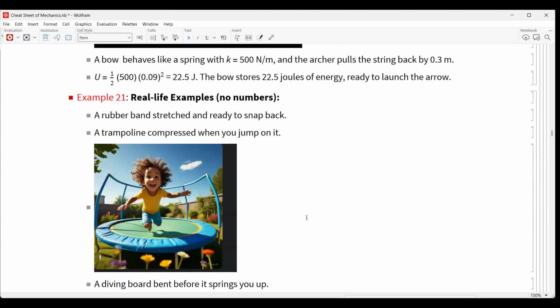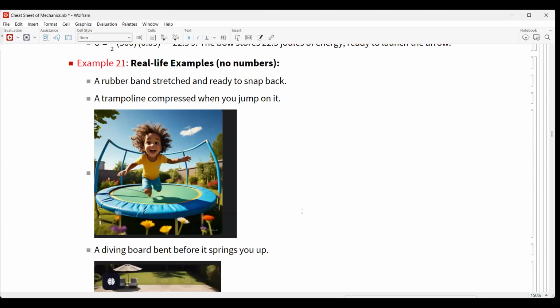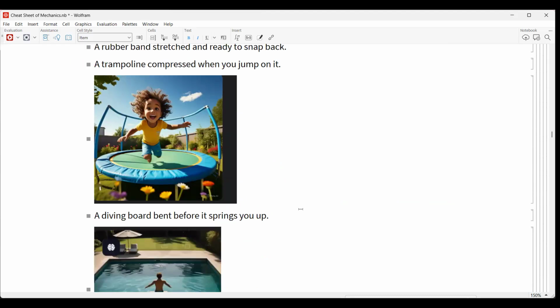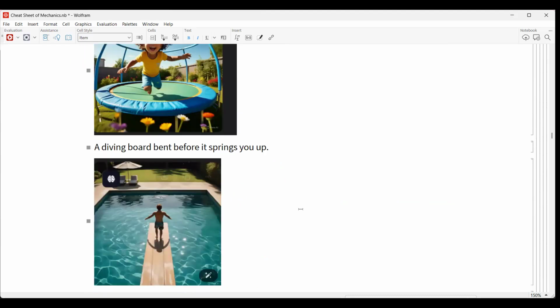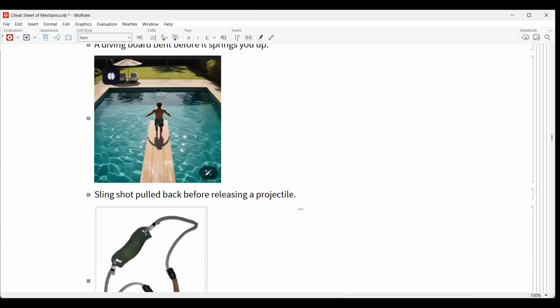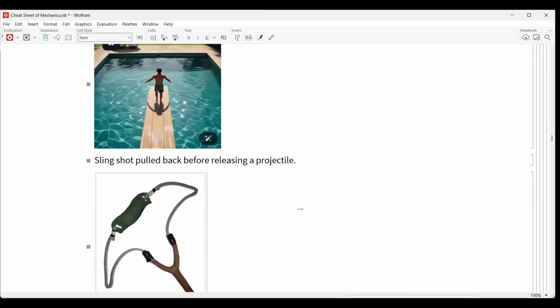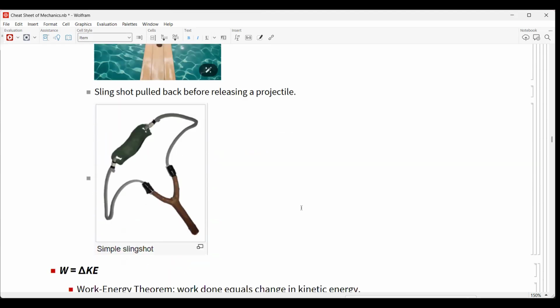We have another example here: a rubber band stretched and ready to snap back. A trampoline compressed when you jump on it. A diving board bent before it springs you up. A slingshot pulled back before releasing a projectile.